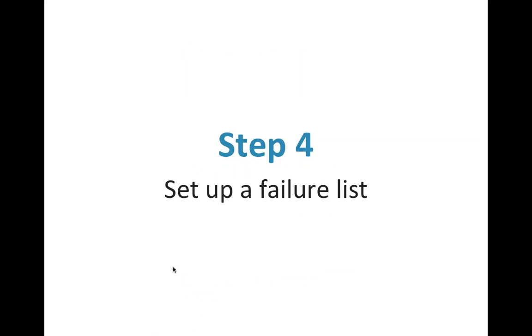Step 4 is to set up the failure list, which is the exact opposite of the goal list. It says anybody that went all the way through that campaign and didn't take action, those are officially unengaged subscribers that we no longer want to email for the benefit of our sender reputation.